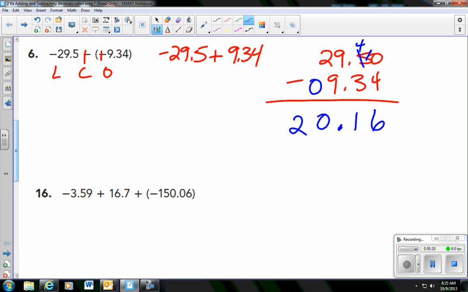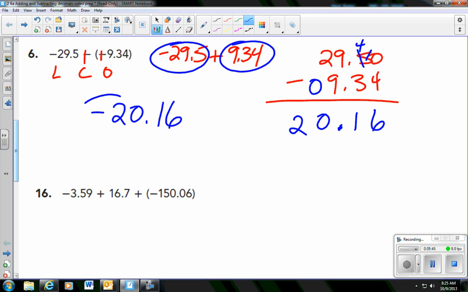So we get 20.16. Then you have to ask yourself, is it positive or negative 20.16? So if we go back to our original problem, negative 29.5 and positive 9.34, we definitely have more negatives than positives, so our answer is negative 20.16.